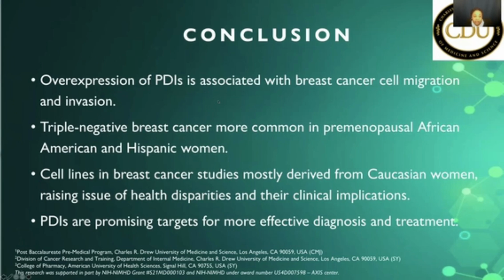In conclusion, overexpression of PDIs is associated with breast cancer cell migration and invasion. Triple negative breast cancer is more common in premenopausal African American and Hispanic women. Cell lines widely used in breast cancer studies are mostly derived from Caucasian women, raising the issue of health disparities and their clinical implications. Thus, PDIs are promising targets for more effective diagnosis and treatment.